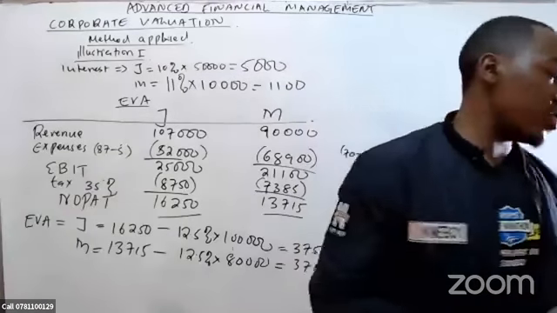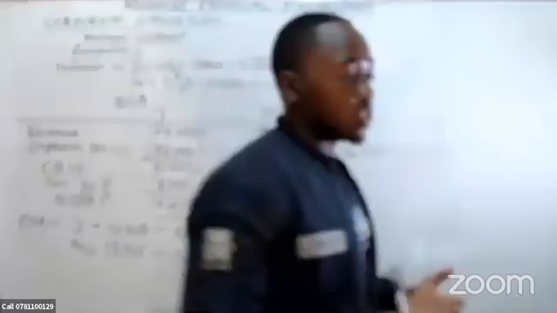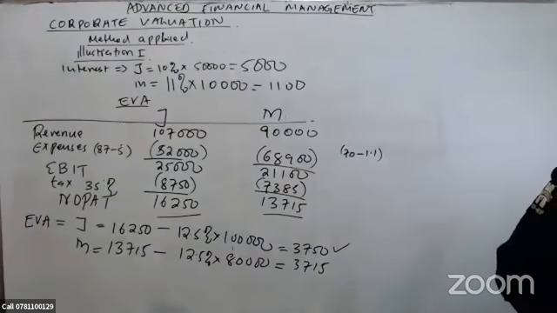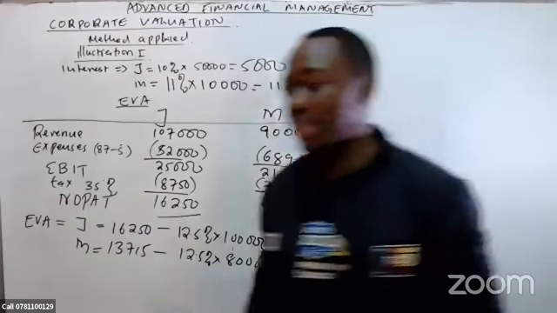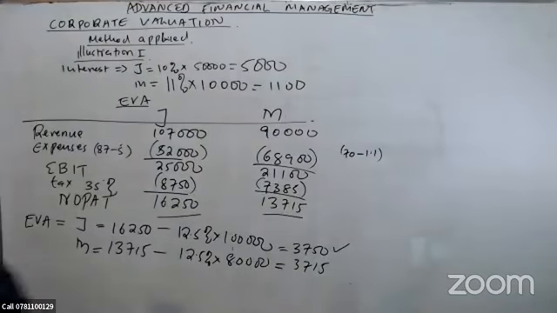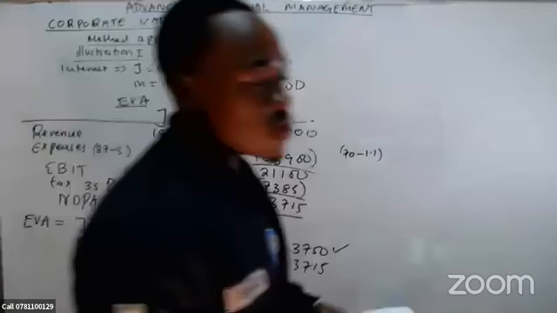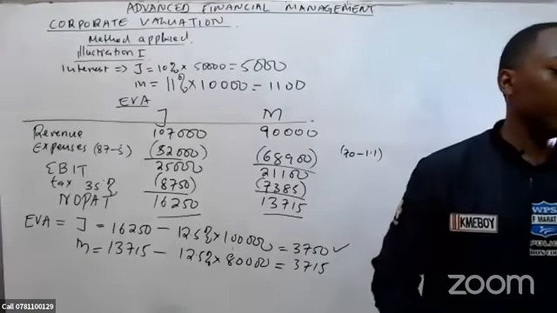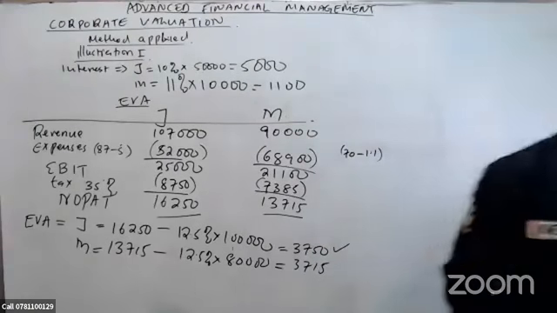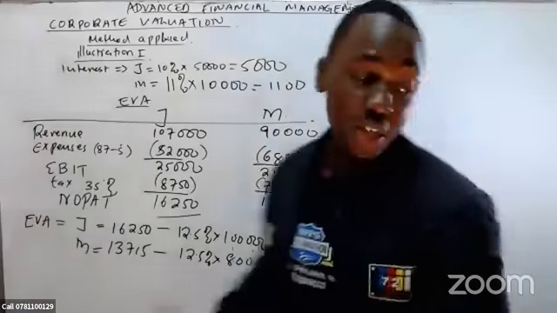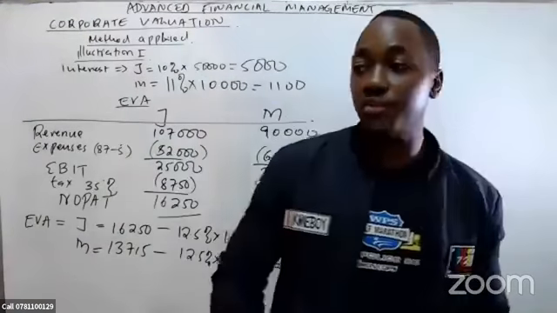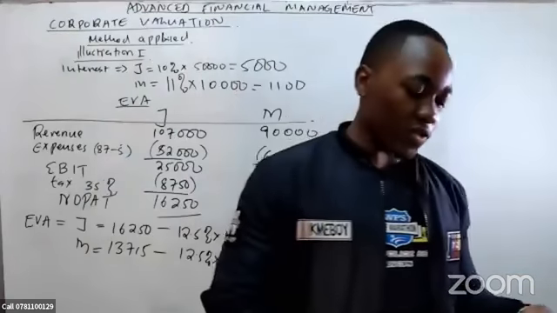So now let's do another illustration. Take out your past paper. That's November 2017, question 4. November 2015, question 4.